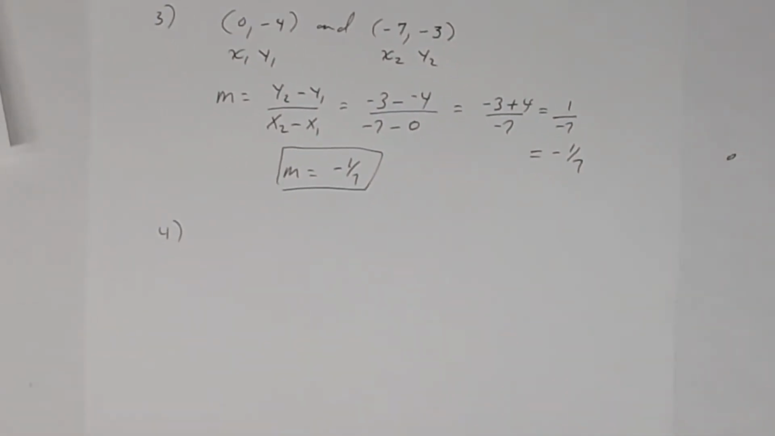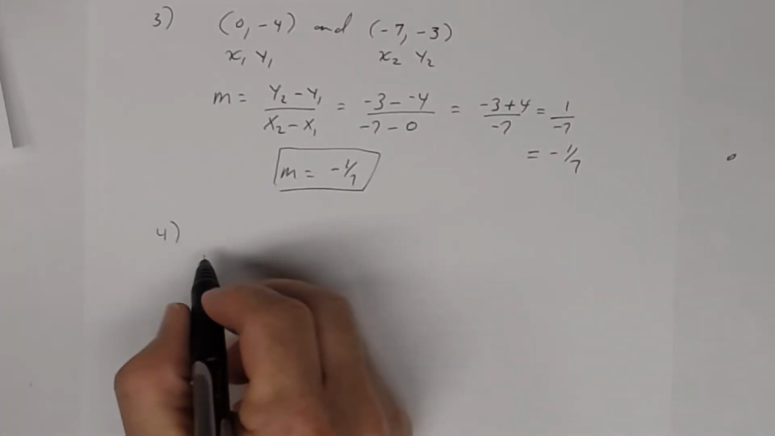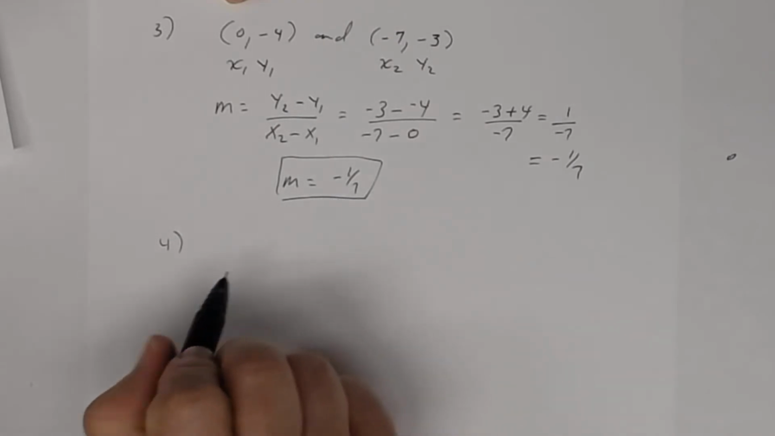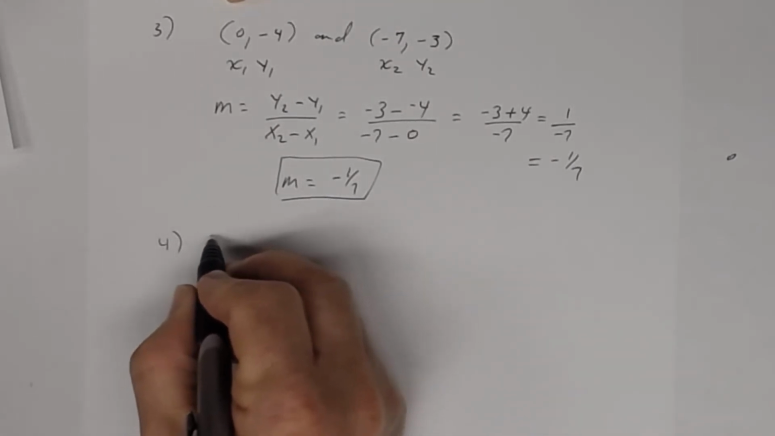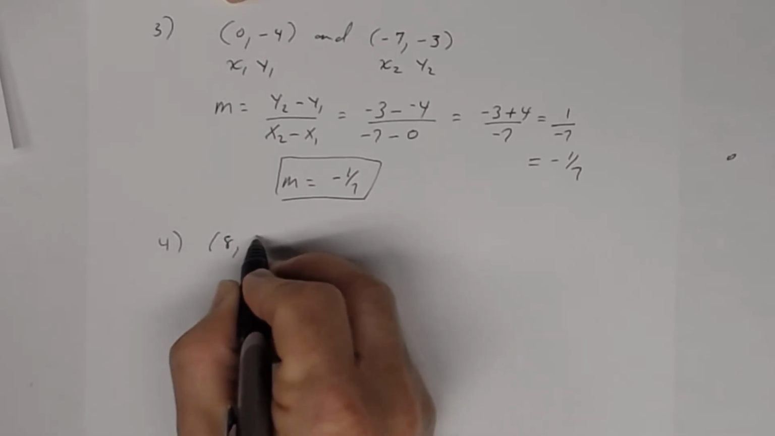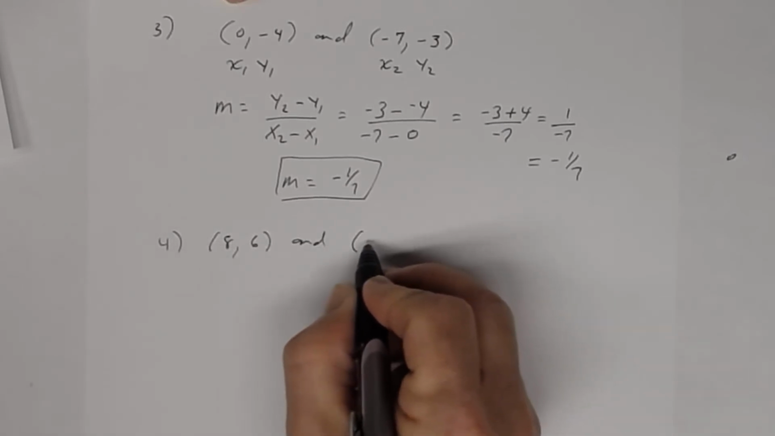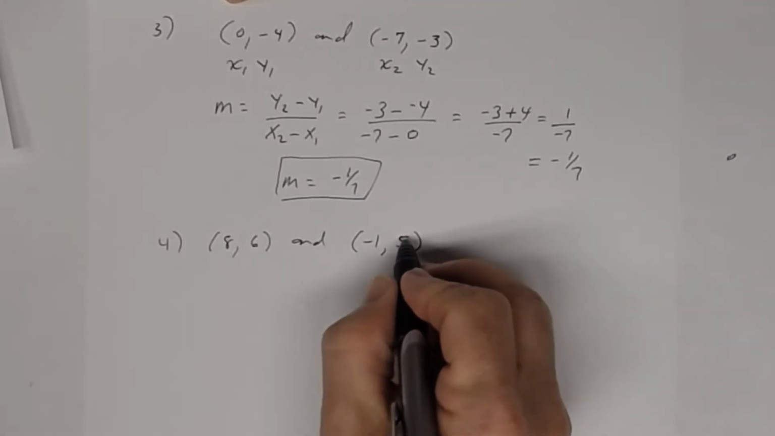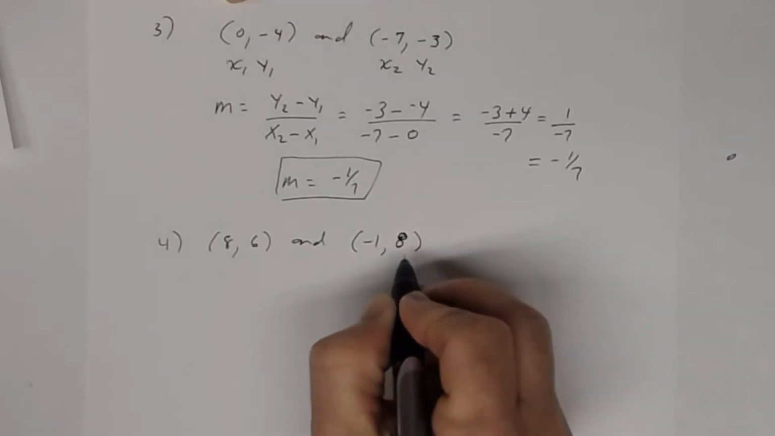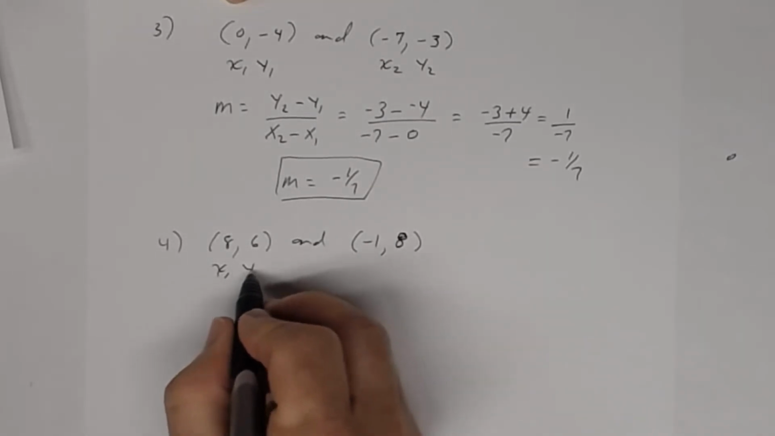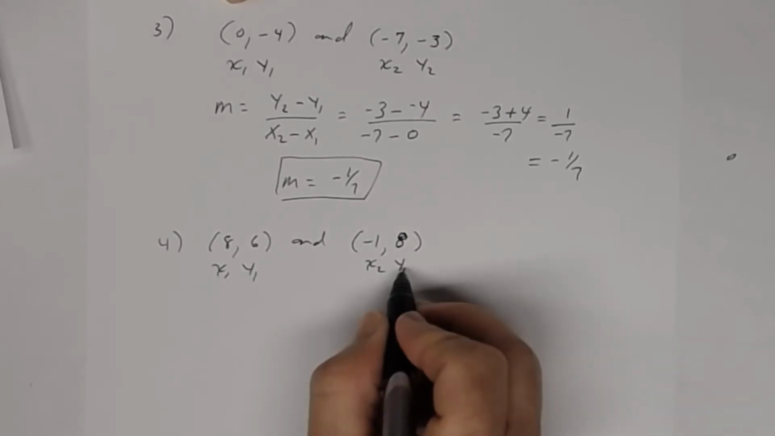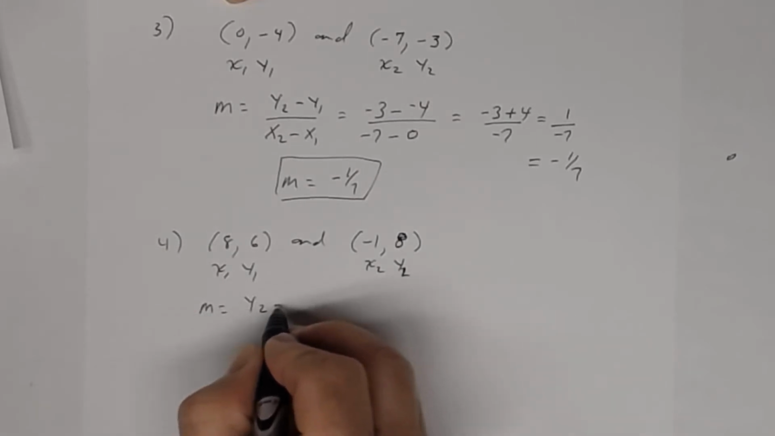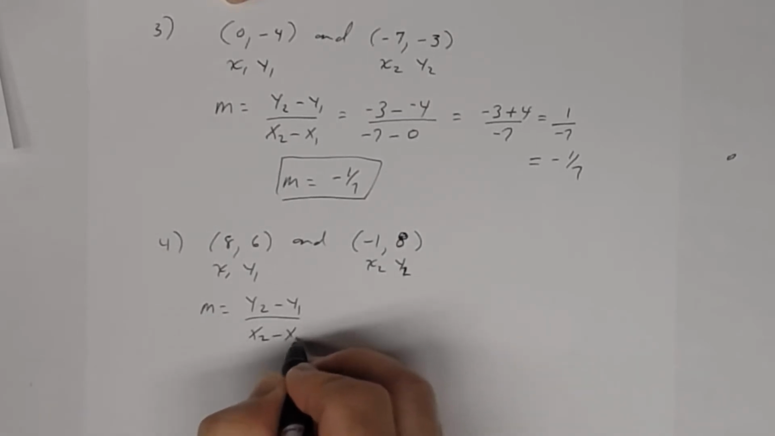All right, so let's look at number 4. So I want you to think about what we're about to do. By the way, if you can reduce, make sure you reduce. So for number 4, we have (6, 8) and (-1, 8). I'm sorry, (-1, 8). So x1, y1, x2, y2. You're trying to find the slope of the line that contains those 2 points. So the slope will be y2 minus y1 divided by x2 minus x1.